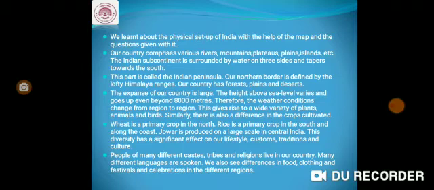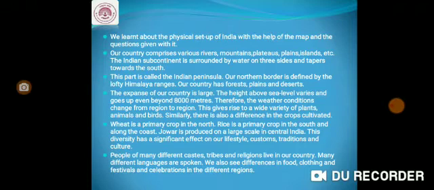The Indian subcontinent is surrounded by water on three sides and tapers towards the south. So we have spoken about the water bodies on the three sides: the Arabian Sea, the Indian Ocean and the Bay of Bengal. When you go down south, the Indian map seems to be tapering. Okay, it becomes thin or it narrows down. This part is called the Indian Peninsula. Our northern border is defined by the lofty Himalaya ranges. The Himalayan range is in the north.